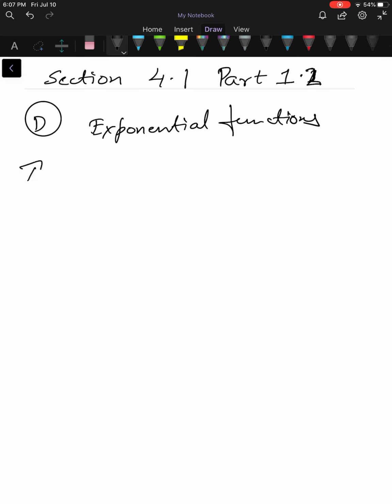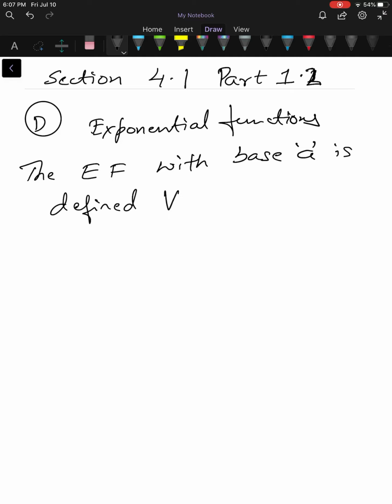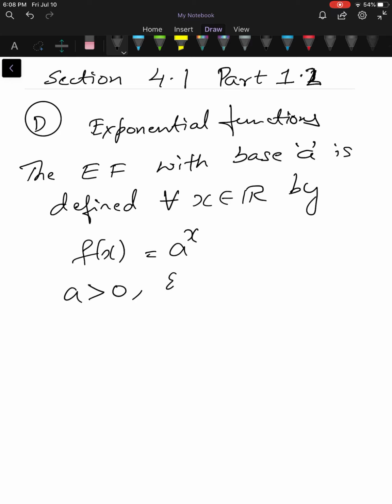the exponential function with a base, I will write exponential functions as EF. So the exponential function with base a is defined for all real numbers x, that is for all x belonging to R, by f of x is equal to a to the power of x, where a is greater than 0 and a is not equal to 1.